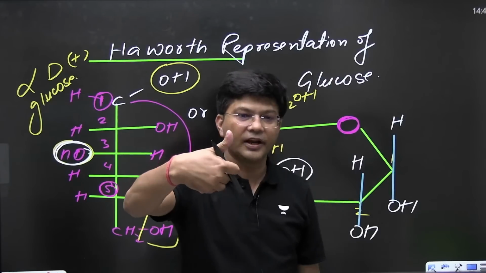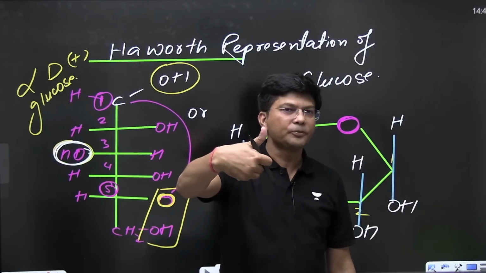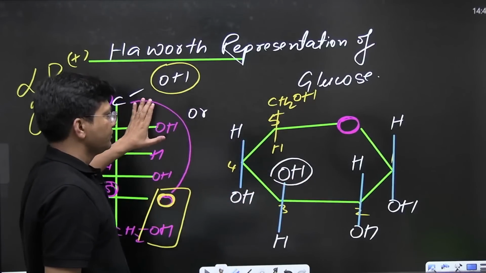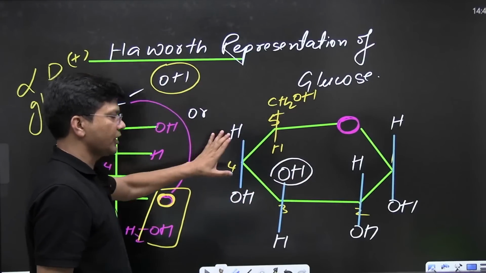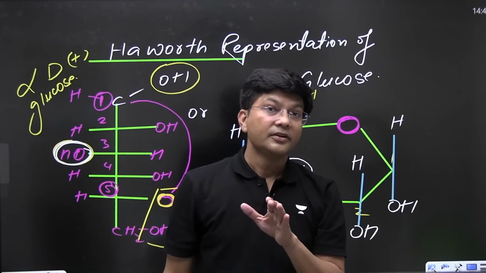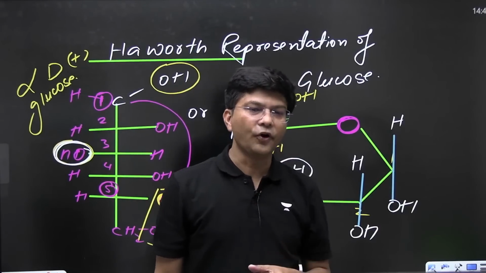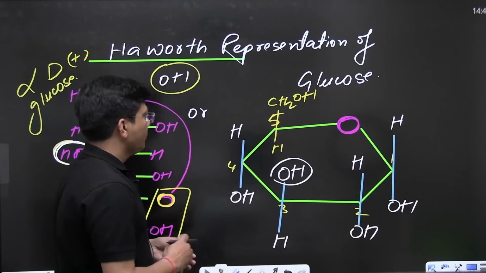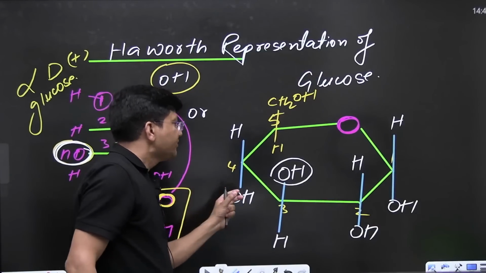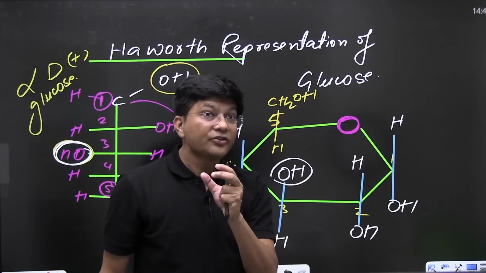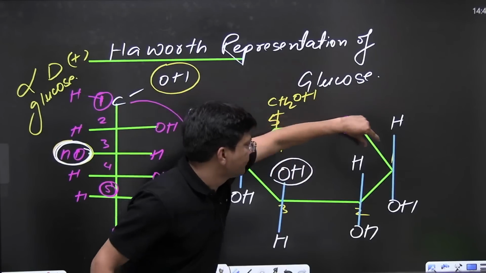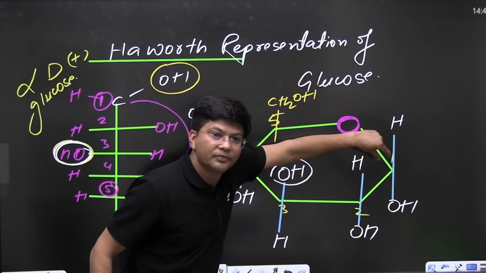Yes, this is clear. If this is clear, just show the thumbs up. Once this structure is clear to all of you, just let me know in the chat section. I'm waiting for your answer. So this is alpha D glucose. Now if I'm going to draw beta D glucose, where there is going to be a difference, this OH, the first carbon OH, is going to change.